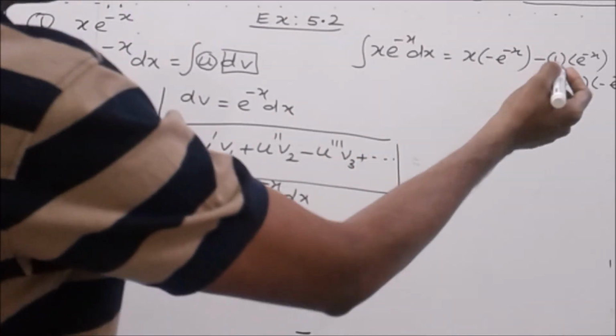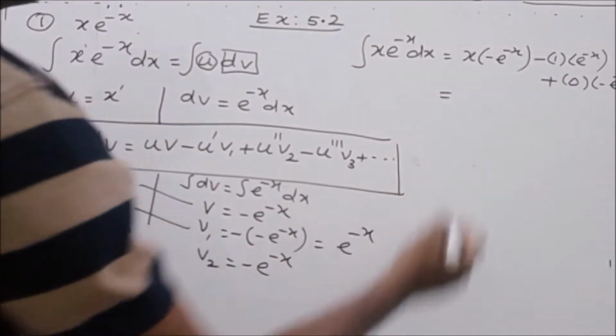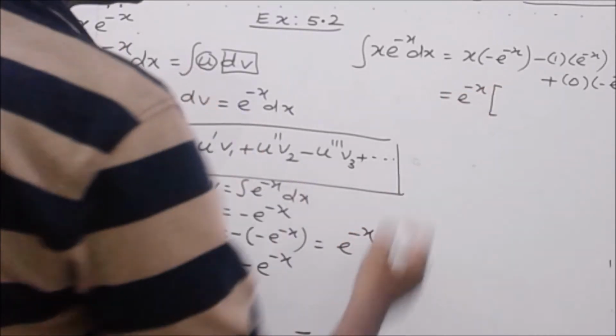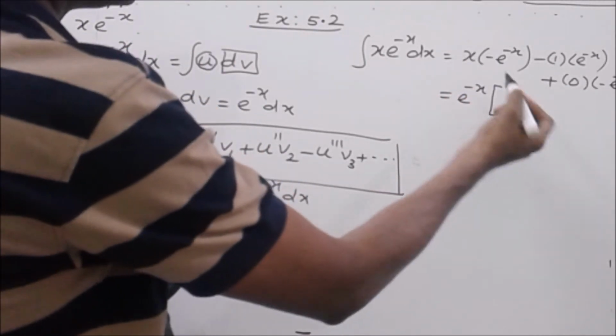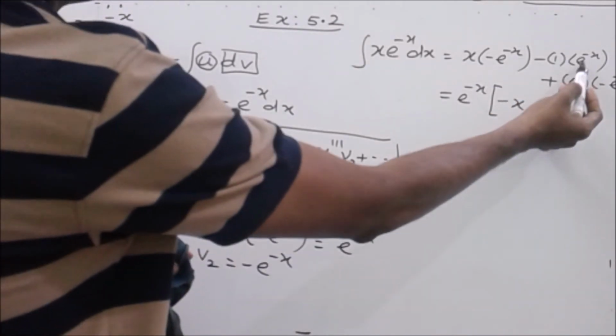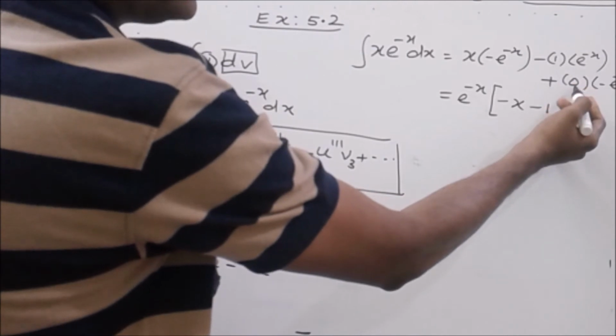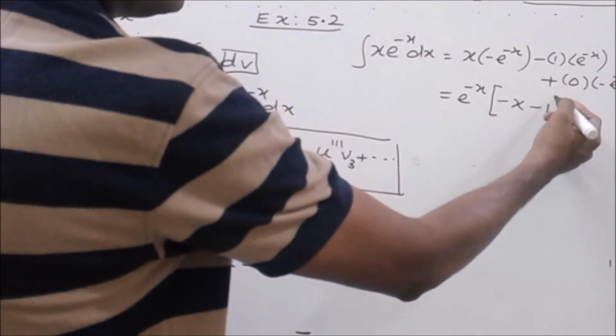Now take e power minus x as common. E power minus x is removed as common. Here, minus x, minus 1. Here e power minus x is removed, so the remaining is minus 1. Here the product is 0, so that totally becomes 0.